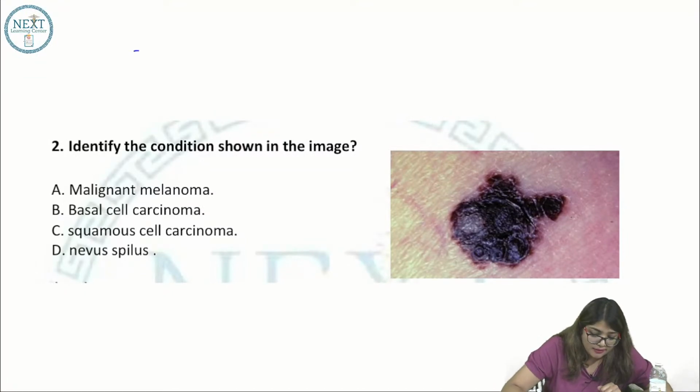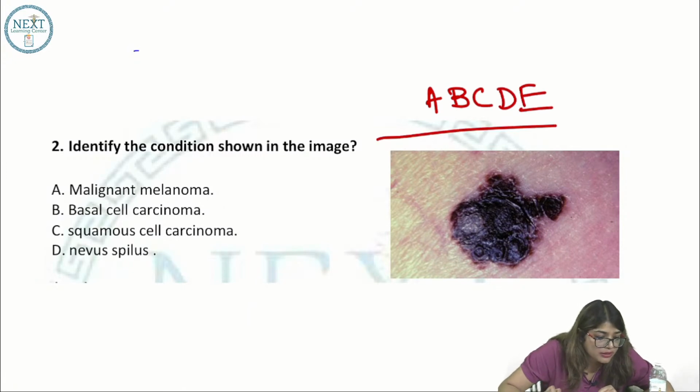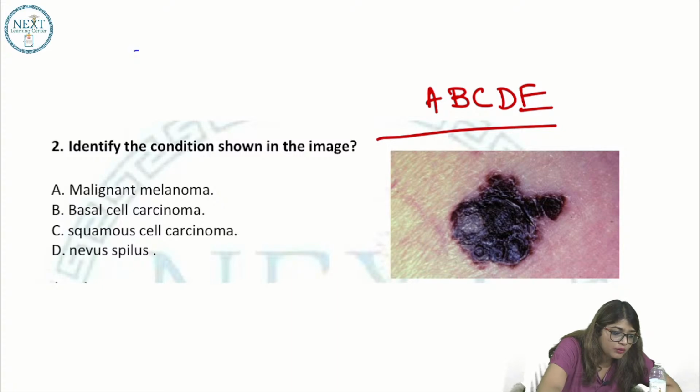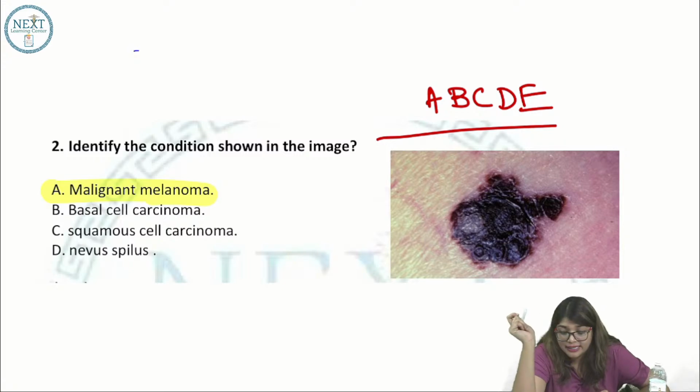Can you see? What is this? There is A, B, C, D, E, right? Can you tell me what is this? What is this now? Very good. This is malignant melanoma. What is the ABCDE of that?